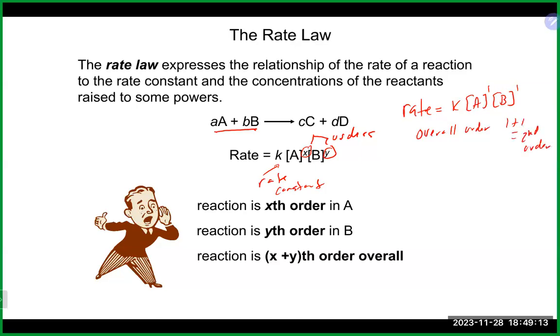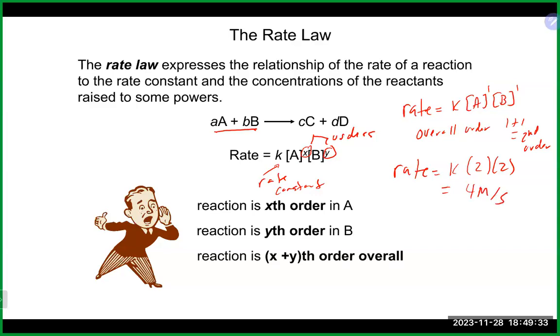So let's just say that we had concentrations of A and B of, say, 2 molar for each. If we put that into here, assuming k is obviously a constant, we would have 2 times 2, which means our rate here is something like 4 molar per second in this case, right?